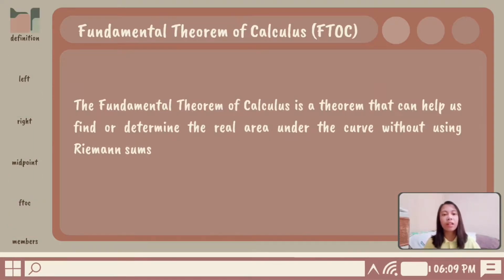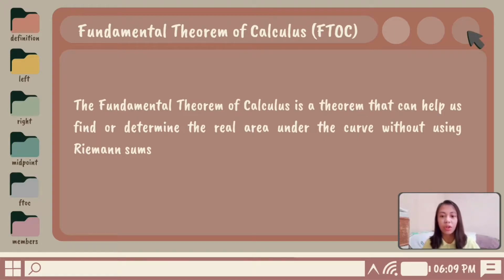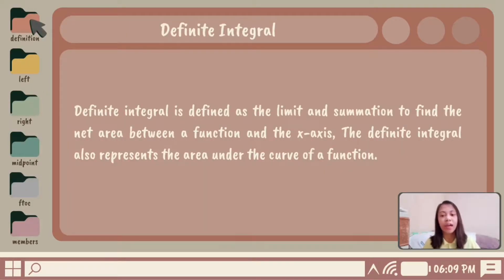The fundamental theorem of calculus is a theorem that can help us find or determine the real area under the curve without using the Riemann sums. Definite integral is defined as the limit and summation to find the net area between the function and the x-axis. The definite integral also represents the area under the curve of a function.